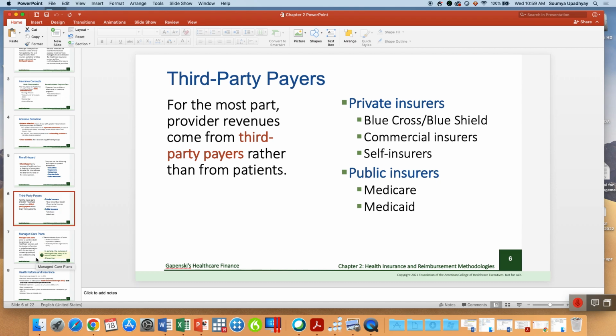Some other examples of commercial insurers are Aetna and United Health Group, and self-insurers can usually be wealthy people. They can be large employers, for example the employees of the NSHE, Nevada System of Higher Education. Public insurers include the United States Department of Health and Human Services. Medicare is for ages 65 and older, and Medicaid is for low-income and disabled people.